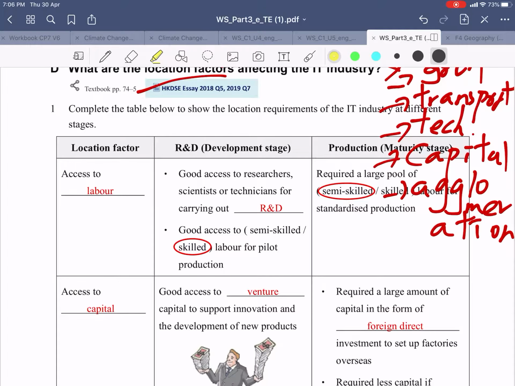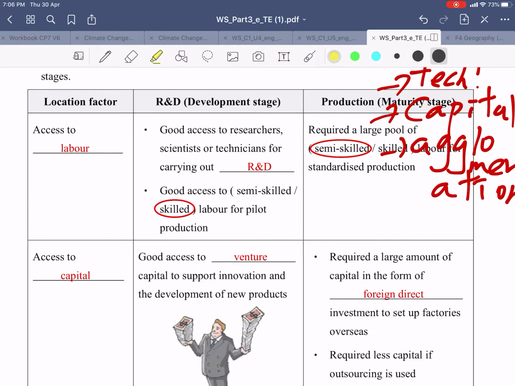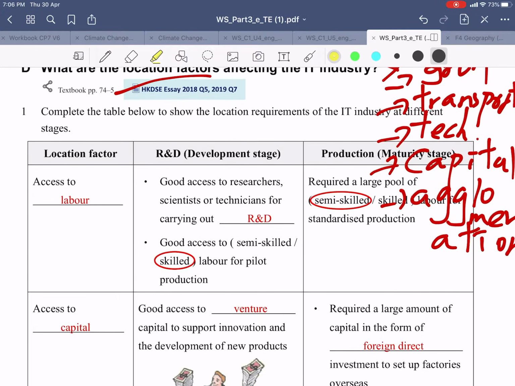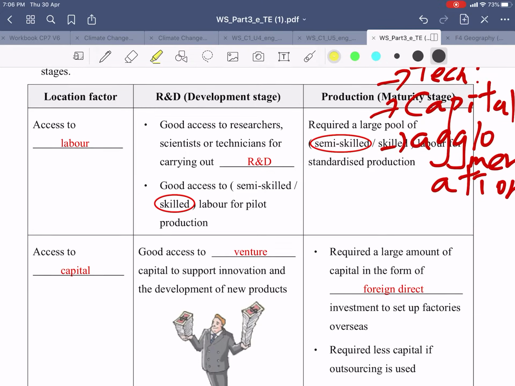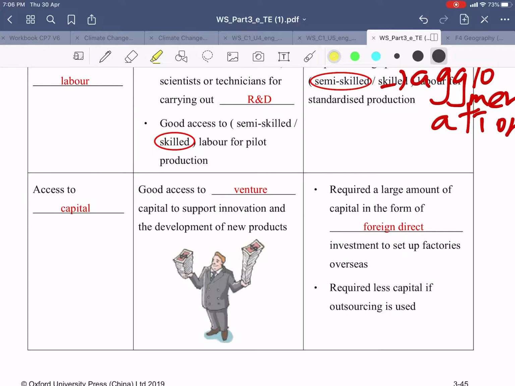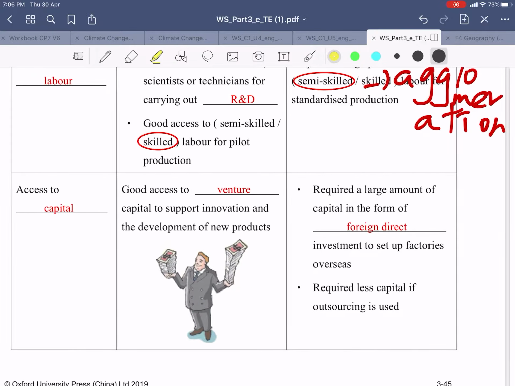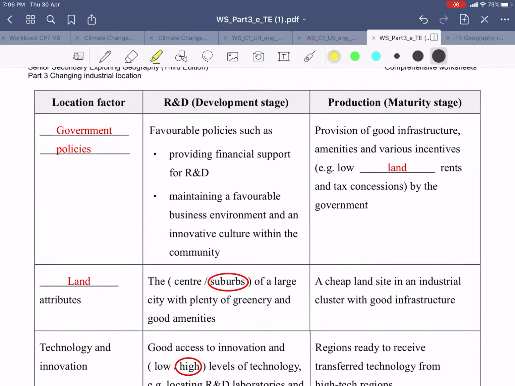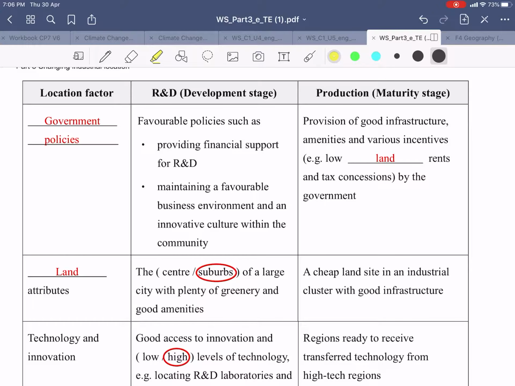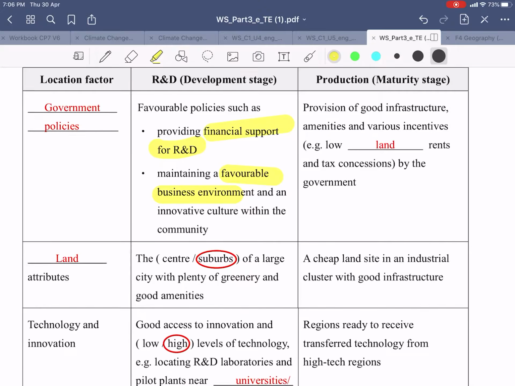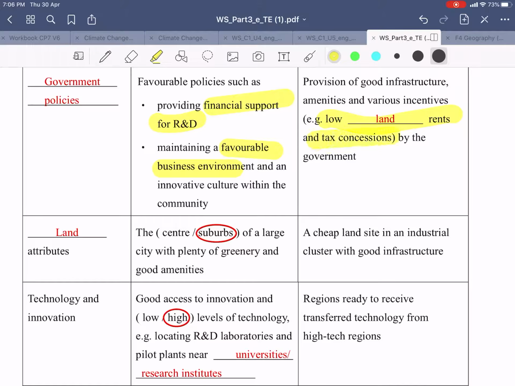Okay, how about the labor? Labor is having a large pool of skilled labor as well. Okay, and access to the capital, as I have said before. Okay, venture capital, just like Mr. Leung's money. Okay, we can easily find it in the large cities, middle class. Okay, government policy may provide some financial support to the R&D and maintain a favorable business environment. For example, low land rent, tax concession.